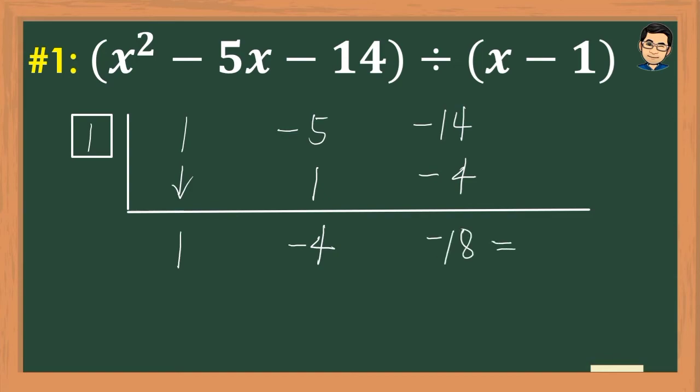So, yung negative 18 po na ito is yung remainder. So, you can see, gamit yung dalawang methods, lumitaw na pareho yung remainder na nakuha, which is negative 18. Ibig sabihin, kahit anong method man ang gamitin natin, pareho lang na remainder ang makukuha.